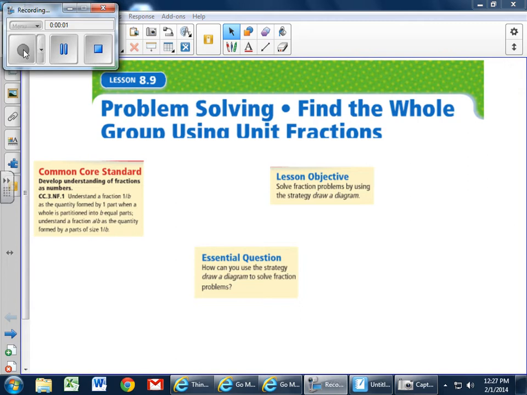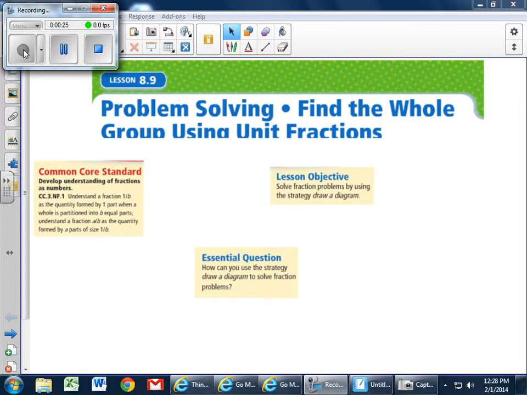Okay, we are going to start the last lesson in Chapter 8 with our fractions. Today we're looking at problem solving, finding the whole group using unit fractions. So kind of looking at putting them together, drawing a diagram to solve fraction problems. This is our lesson objective today. Still working on the same Common Core standard of understanding fractions as numbers.